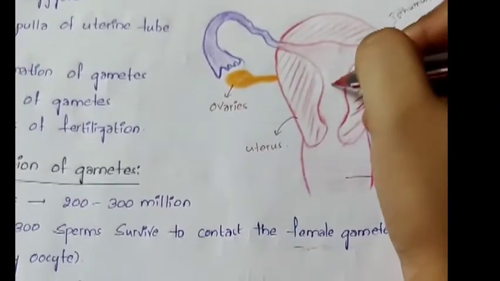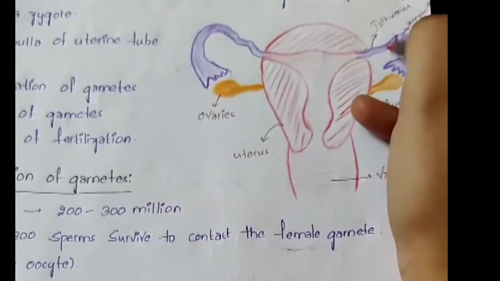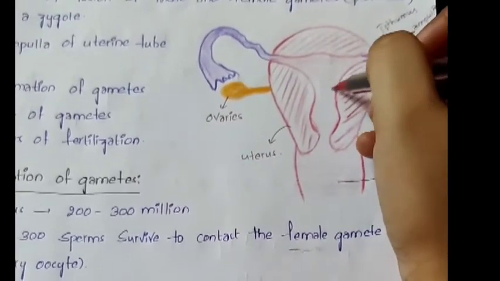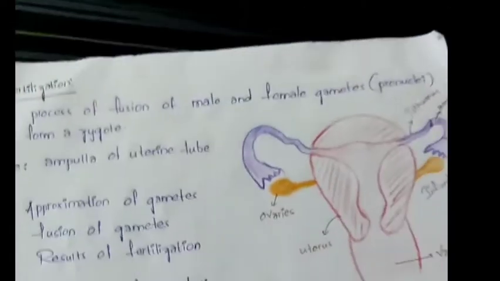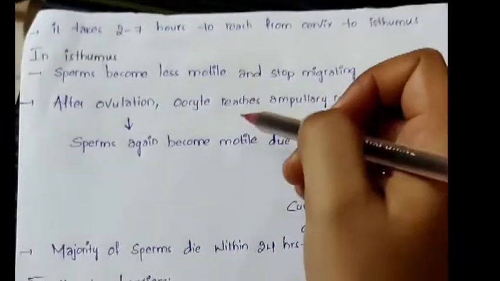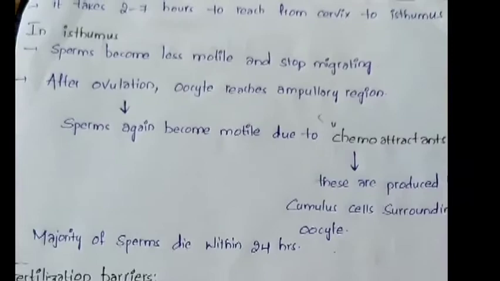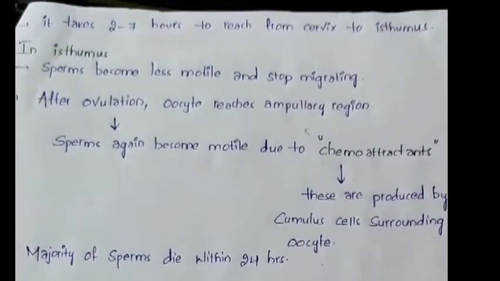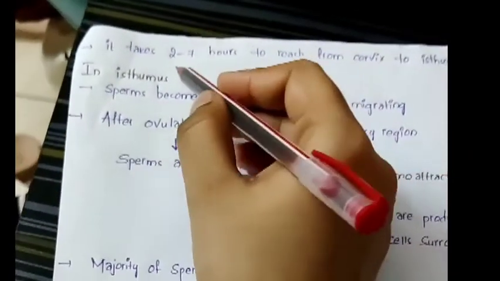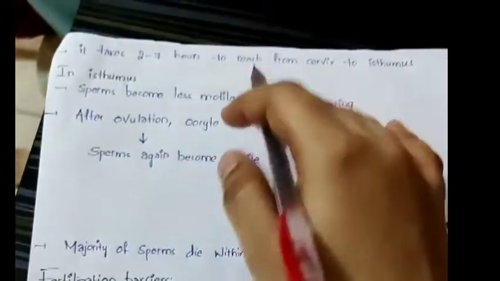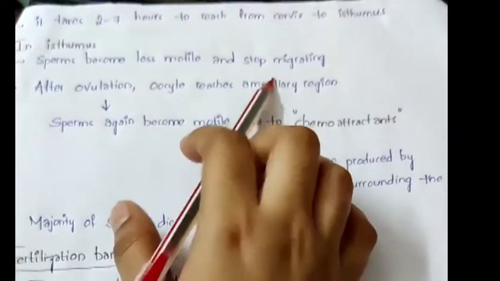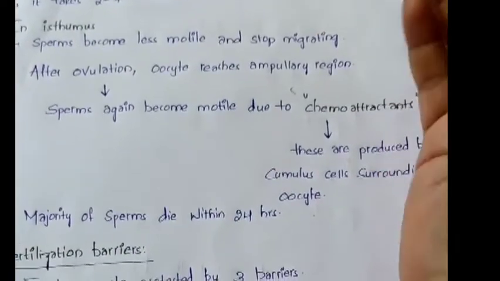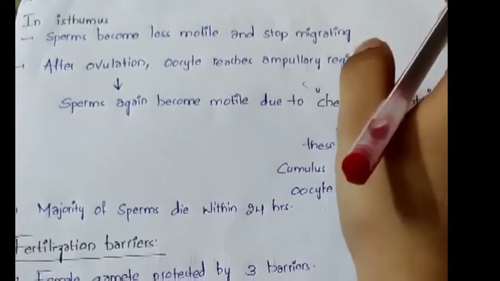From here, these migrate to the ampulla through movement of the cilia present in the uterine cavity and the uterine tube. The whole process of movement of sperms from the vagina to the uterine cavity and from there to the ampulla takes 2 to 7 hours. And in the isthmus, the sperms become less motile or non-motile and they stop migrating.